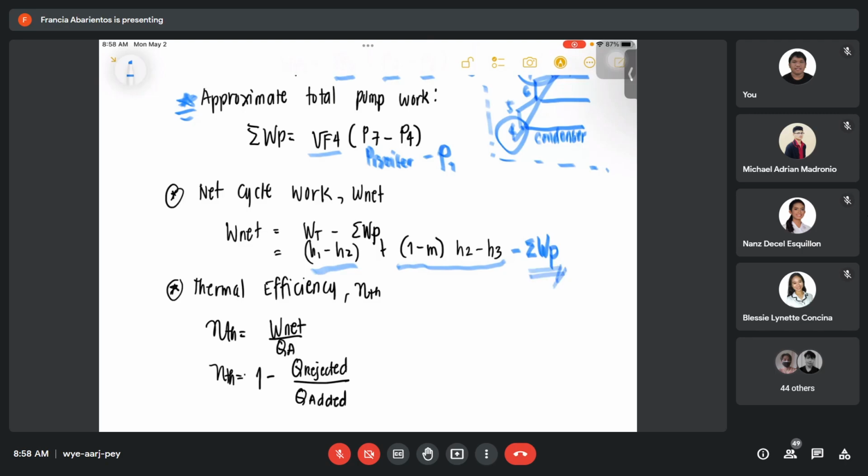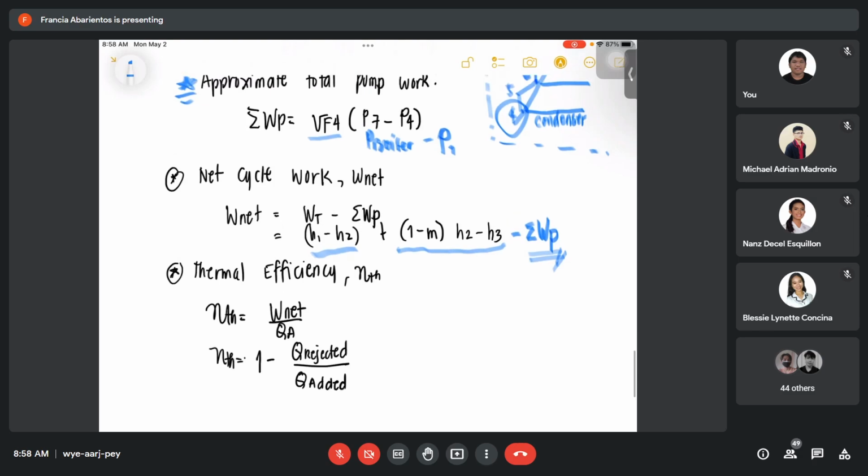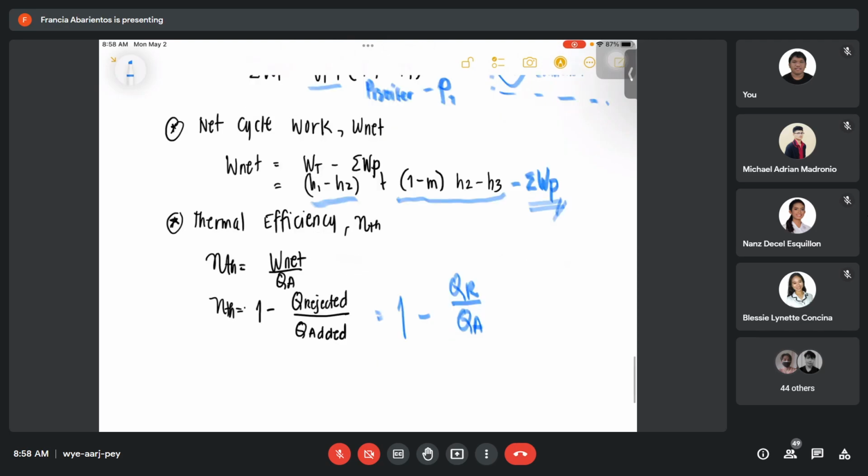Ayan. And finding the thermal efficiency, we make use of the work net over the heat added. Pwede naman to class na 1 minus QR over QA. Kasi once na dinerive mo naman siya, mag-equate lang naman to. Okay? Pero ito kadalasan ginagamit natin. Work net over the heat added.